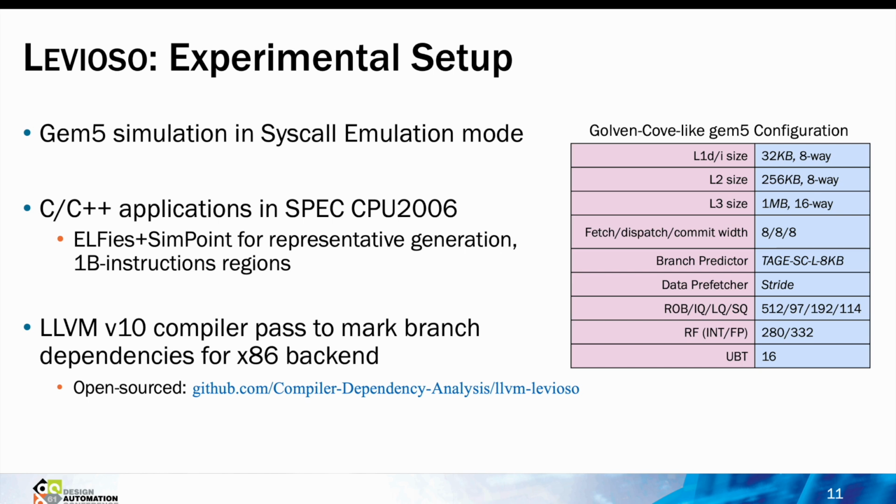We implement Levioso in gem5 and use a Golden Cove-like microarchitecture for simulation. We simulate a subset of C and C++ applications from SPEC CPU 2006. Also, we have implemented Levioso's compiler in LLVM, and you can find the link to our open source GitHub repo in the paper.